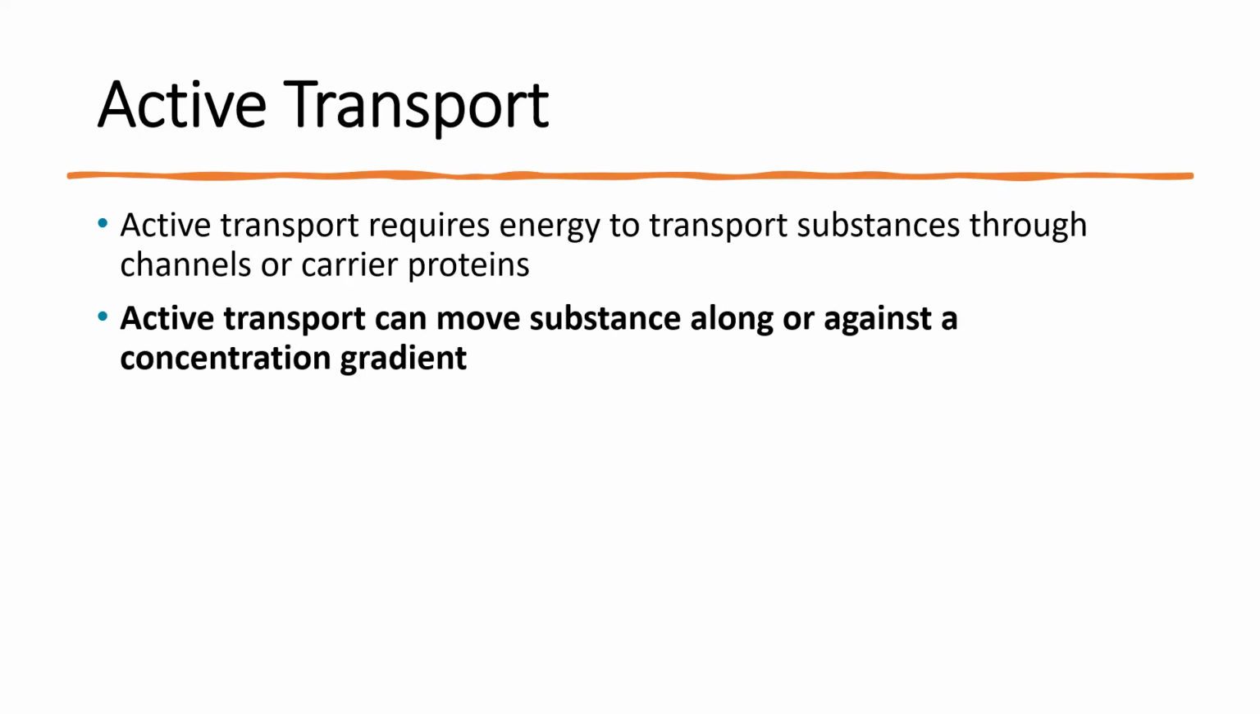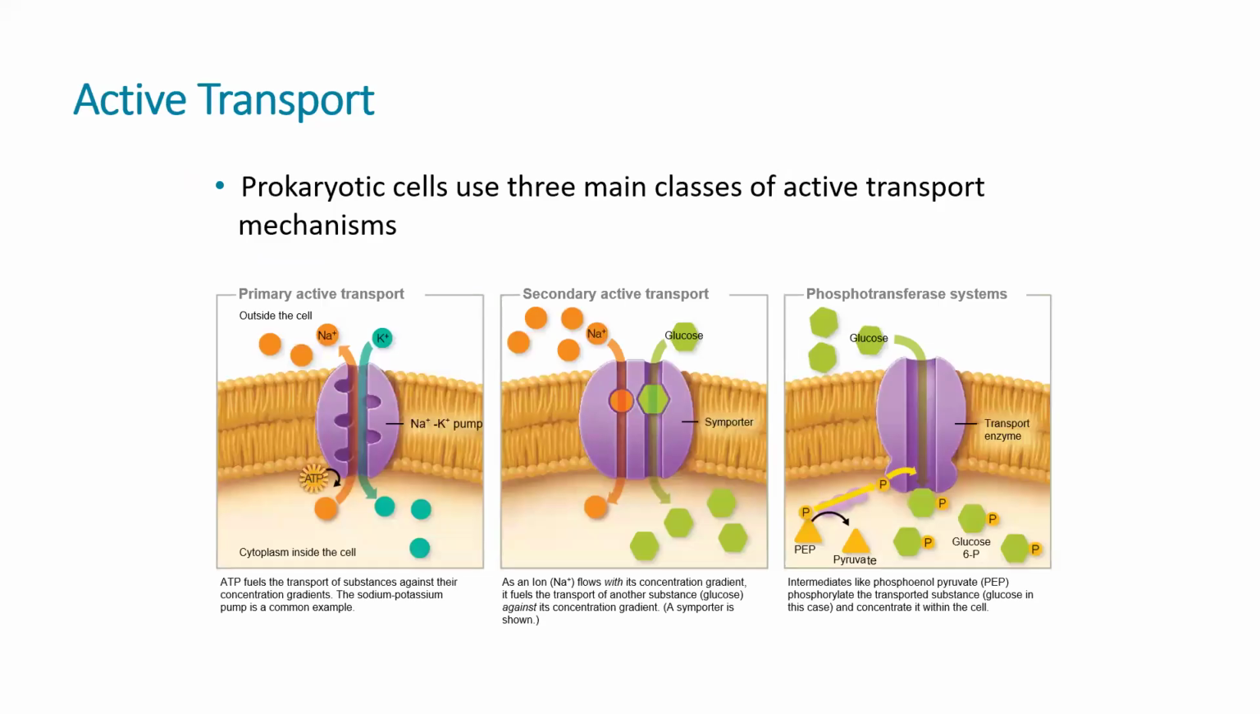All right, so moving into active transport, this is something that requires energy to transport substances through these channel or carrier proteins. And so active transport can move things along the concentration gradient or against the concentration gradient, while diffusion can only move along the concentration gradient. And here we have a couple different examples of our different active transports. We have primary, secondary active transport, and then we have the phosphotransferase system.